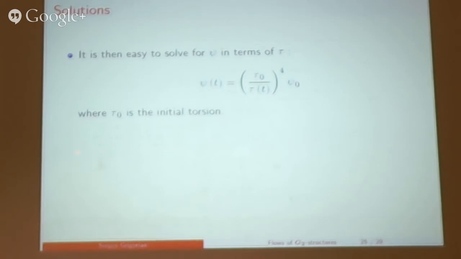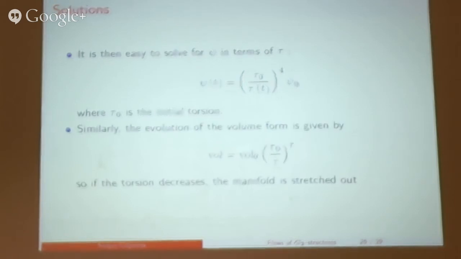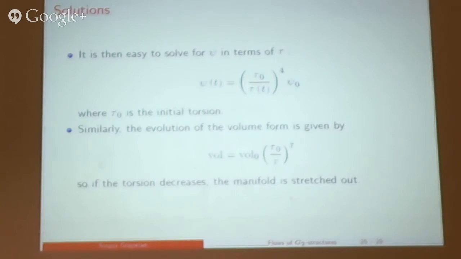So our psi just changes by a scale factor. That's the whole point of a soliton solution. And psi 0 is some initial value. The volume form is also scaled. So here we can see if this torsion is decreasing, then the manifold is stretched out.